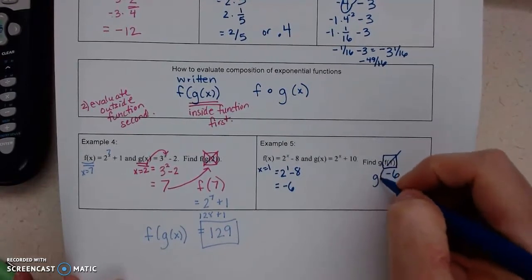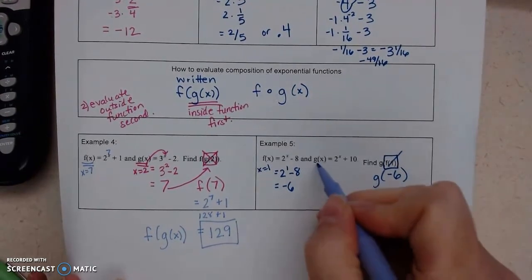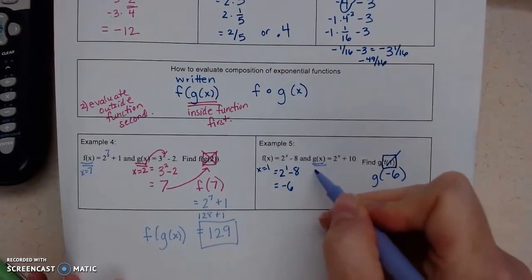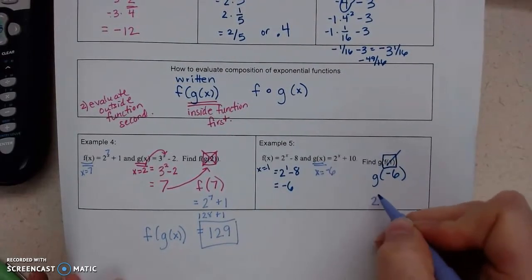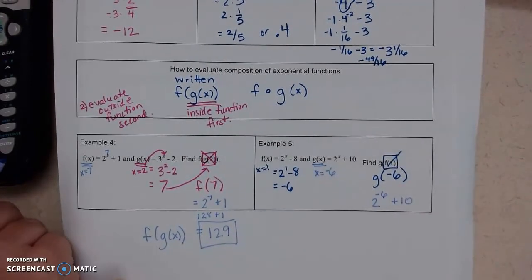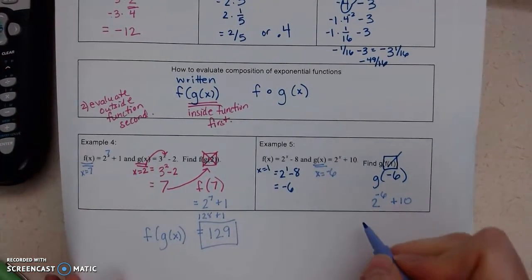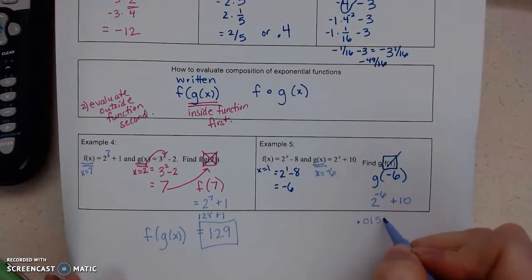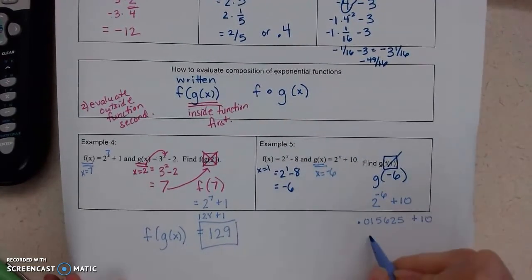I still have the g function since we haven't evaluated that. So now I go to the g function, and I know x is negative 6. So 2 to the negative 6 plus 10. If you use a calculator, you're going to get a really small decimal, which is okay, plus 10, and we add them together.